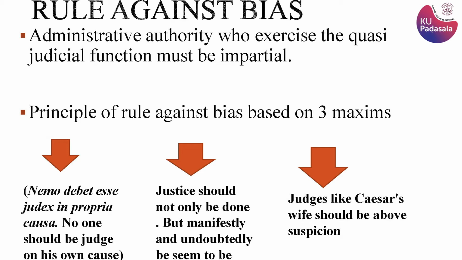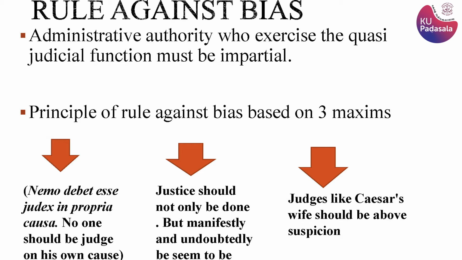First, we can look into what we mean by the rule against bias. The administrative authority, when doing a quasi-judicial function, should act impartially. Administrative authorities exercising a quasi-judicial function must act impartially. The principle is based mainly on three maxims.